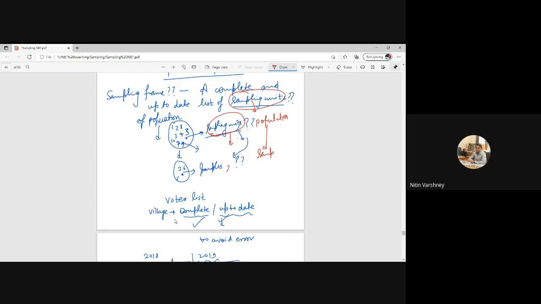No, these are the sampling units which we have to select from the population, and this will be the population units, right? Yes, sir. Okay, so a complete and up to date list of sampling units, the units which we will select from the population. So that should be the complete and up to date sampling frame. Now we will move to the next method, that is cluster sampling.